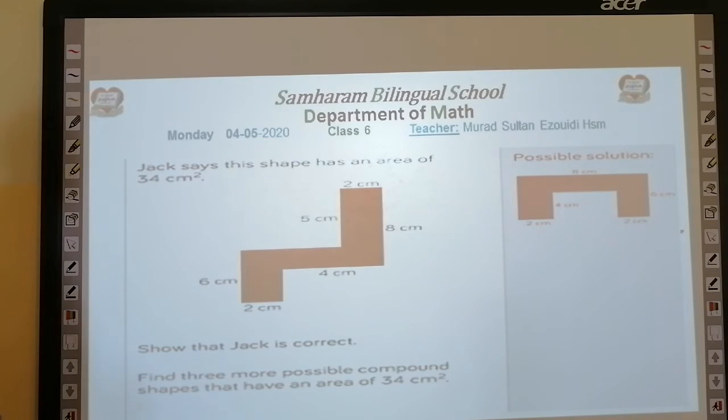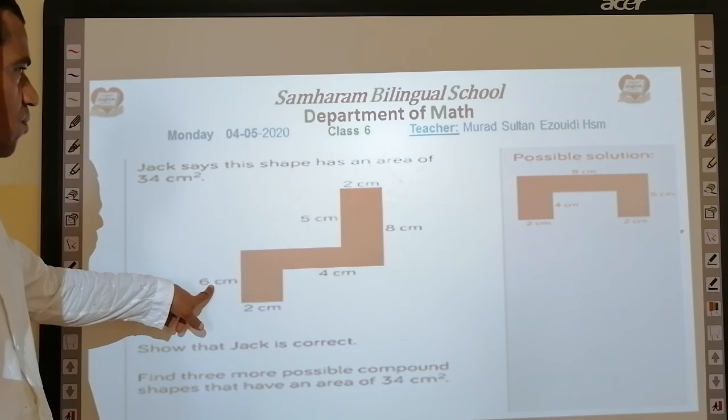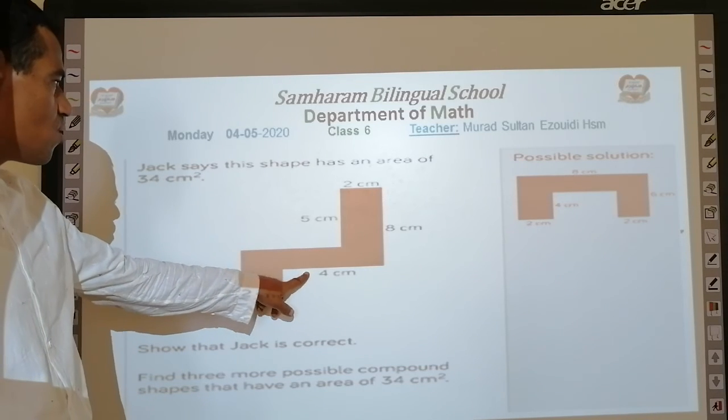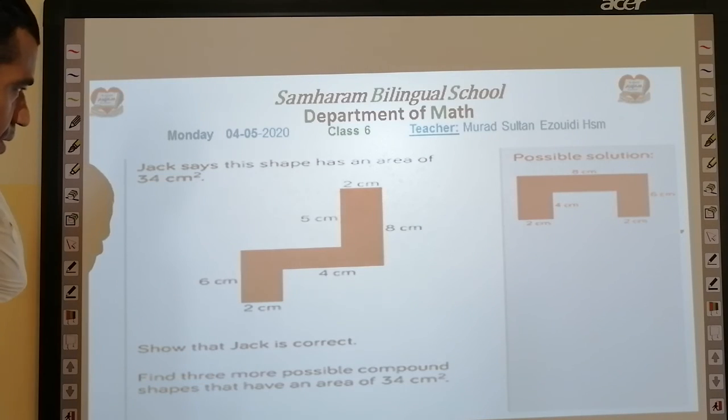Jack says the shape has an area of 34 centimeters squared. Show that Jack is correct. Find three more possible compound shapes that have the same area of 34. Here, my learners, this is 2 centimeters. This is 4. This is 4. This is 5. This is 2 and 8.